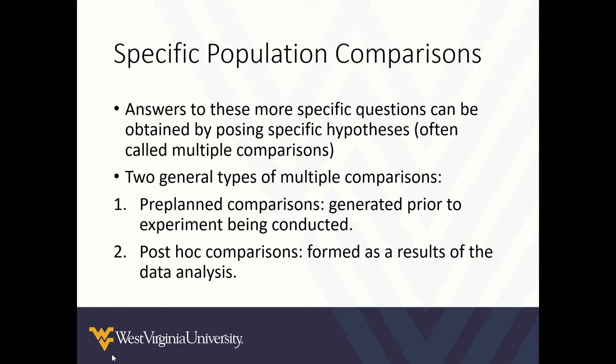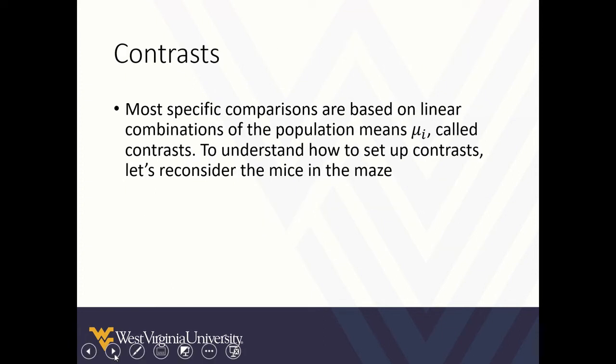And then two, we have our post hoc comparisons, and they're formed as a result of our data analysis. Ideally, we perform pre-planned comparisons, but post hoc comparisons are performed when we have no other choice. So when completing our pre-planned comparisons, we set them up with contrast. And so the most specific comparisons are based on linear combinations of the population means, mu i, and we call these contrast.